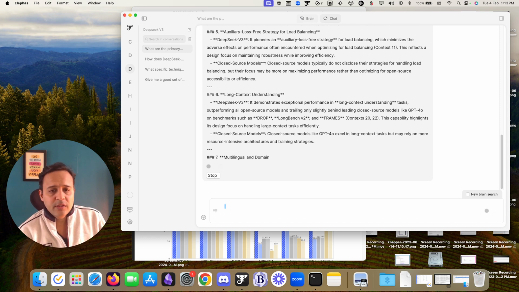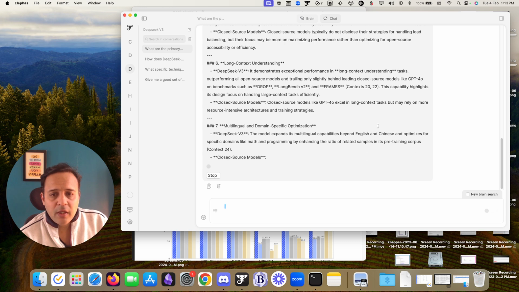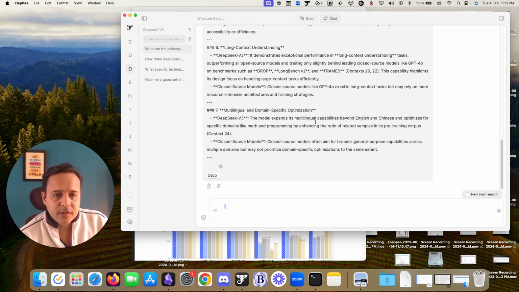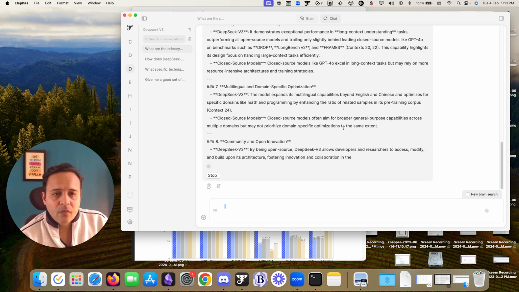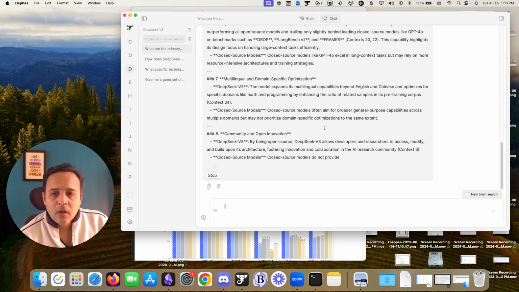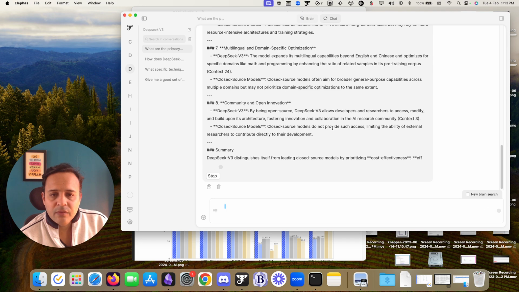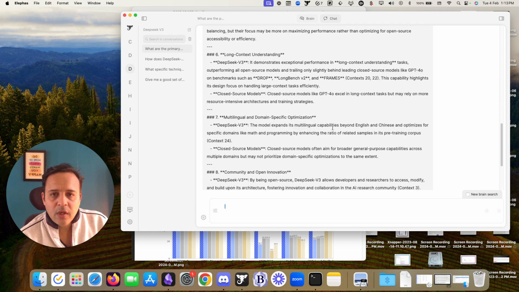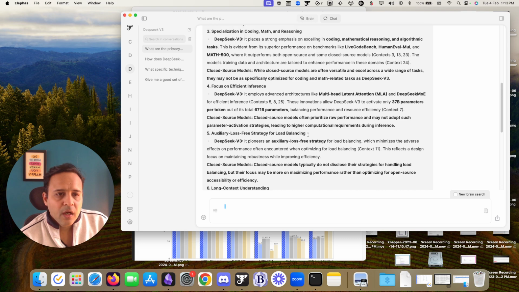Interesting. Closed source models like GPT handle long context tasks but may rely on resource-intensive approaches. Multilingual and domain specific optimization. This is interesting. Domain specific optimization. Okay, community and open innovation. Fair. Okay, it's giving me a summary as well, but I get the point. I understand what this means.